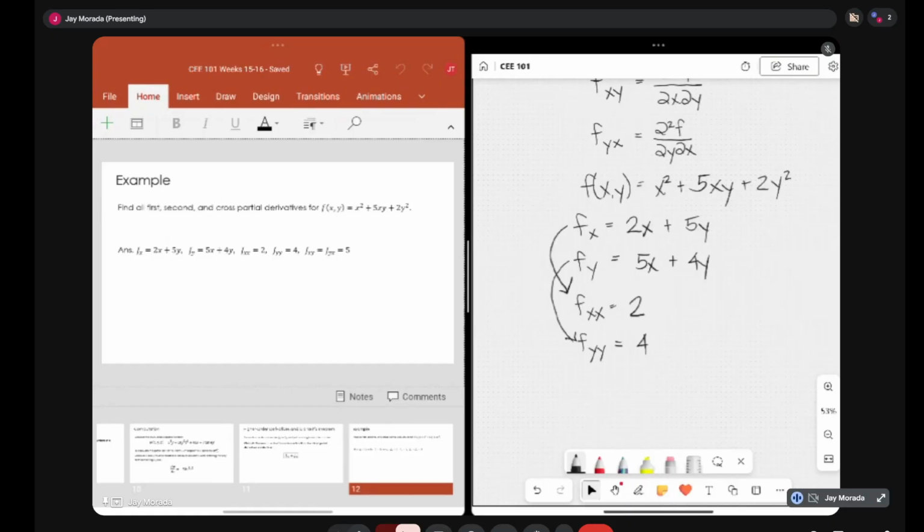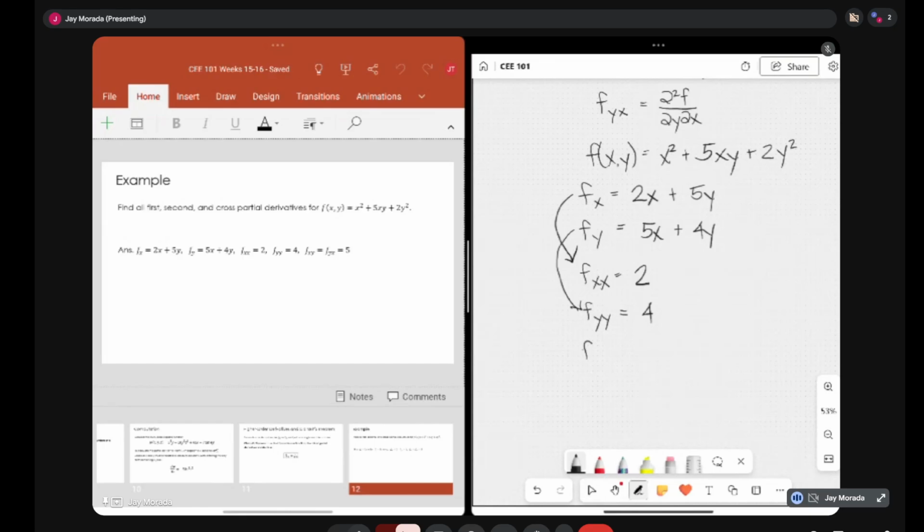Now, what about the mixed partial derivatives? Let's say f sub xy. You can use this, no? Since we have already differentiated with respect to x, we can now differentiate with respect to y. So let's differentiate this with respect to y this time. 2x is treated as constant. 5y will become 5.